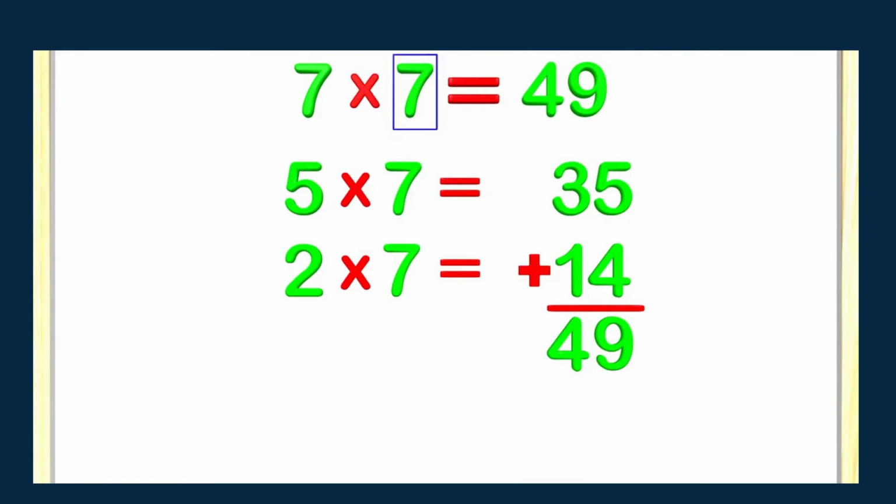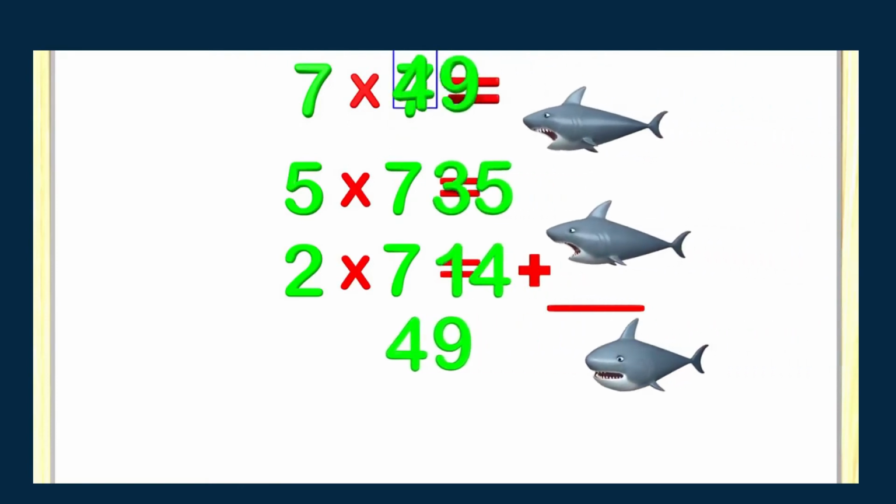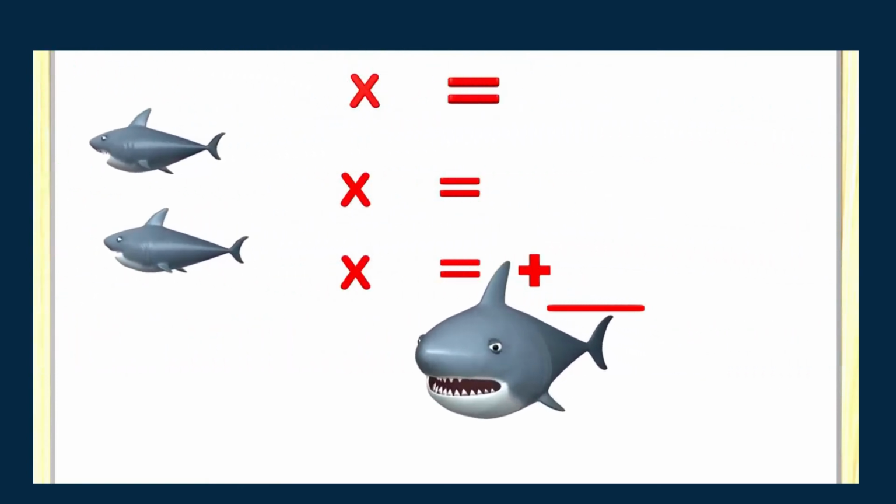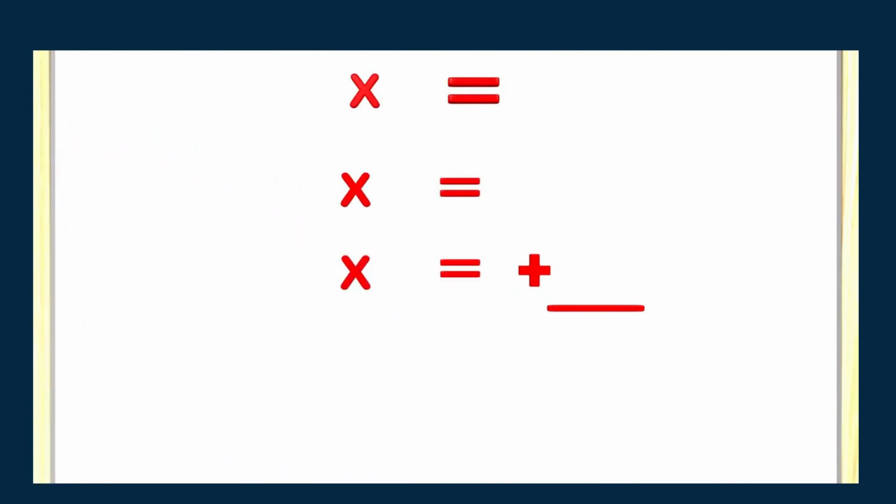Even though we did not know our 7 times tables very well, we solved the problem by breaking apart one of the factors into numbers we knew how to multiply. Then we added the 35 and 14 together and got our answer. That is amazing! It looks like the sharks want us to try another problem.